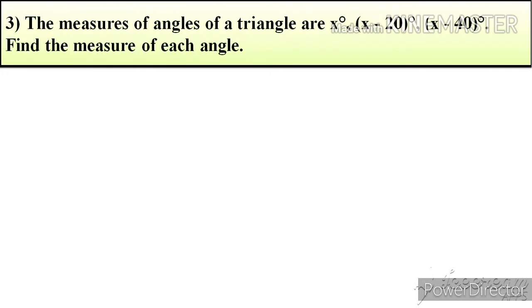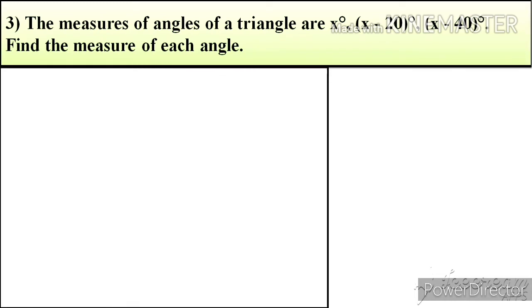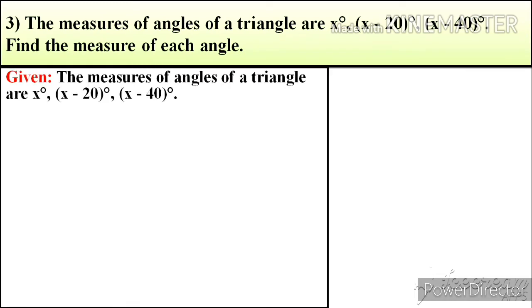Question number 3. The measures of the angles of a triangle are x degrees, x minus 20 degrees, and x minus 40 degrees. Find the measure of each angle. Given information: the measures of the angles of a triangle are x degrees, x minus 20 degrees, x minus 40 degrees. Here we have to find the measure of each angle.